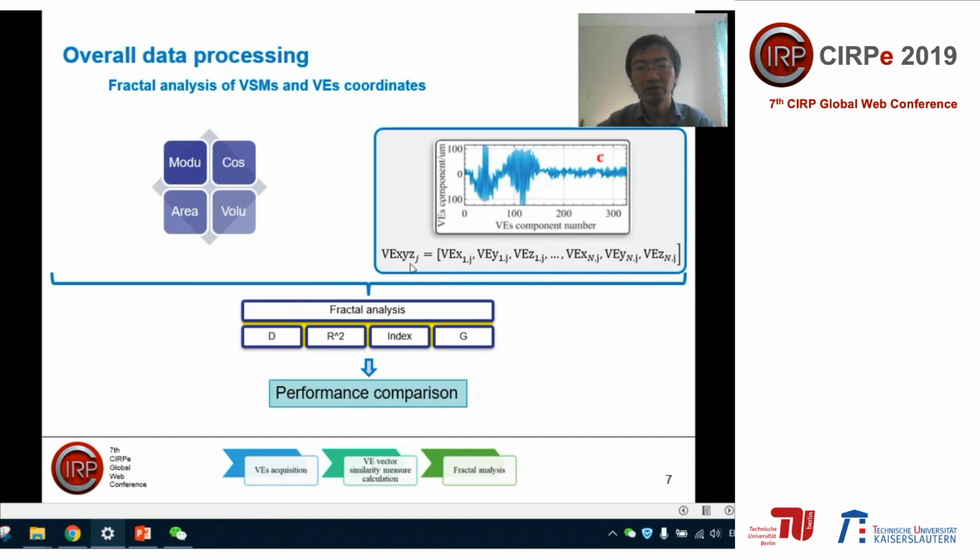This volumetric coordinate can provide another data set, defined as S, which I introduced in the last slide. And this has been used in our previous research, and it also got good results. To verify the performance of the fractal analysis of vector similarity measures, we introduce it here as a reference, and we will compare the vector similarity measures and this one after the fractal analysis, to compare their performance.